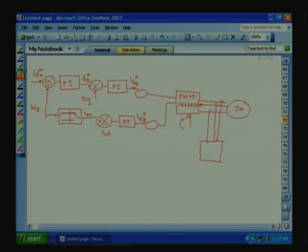These are in ABC. So, we will convert ABC to alpha beta. Okay. Again alpha beta to DQ. Here also we require rho information. This rho is required here also. Okay. So, here we get ISD feedback and ISQ feedback.